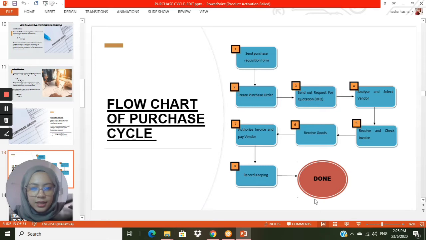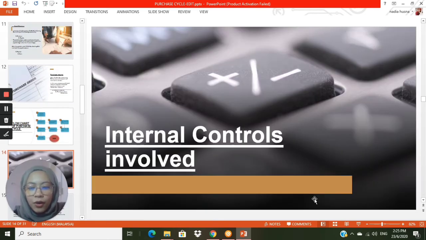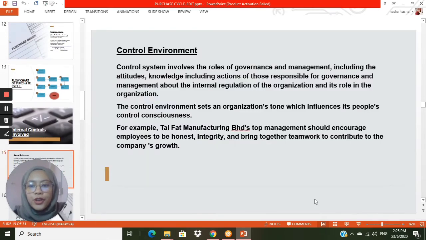After all of this, it is done. There are four internal control components involved. The first one is the control environment, which involves the roles of governance and management, including the attitudes, knowledge, and actions of those responsible for governance and management about the internal regulation of the organization and its role in the organization. For example, at Thai Manufacturing Berhad, top management should encourage their employees to be honest, show integrity, and bring together teamwork for the sake of the company's growth.